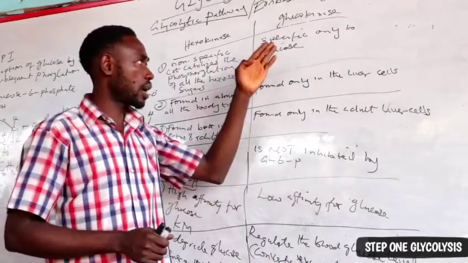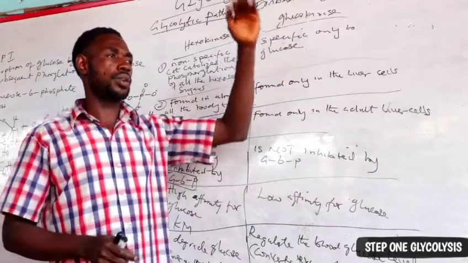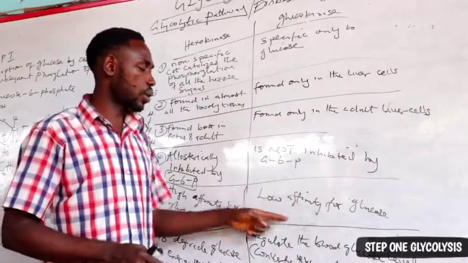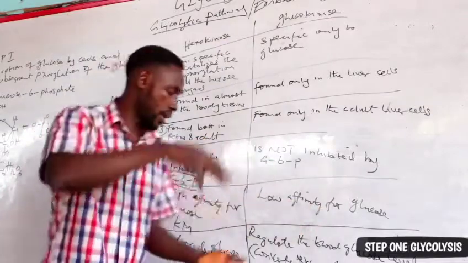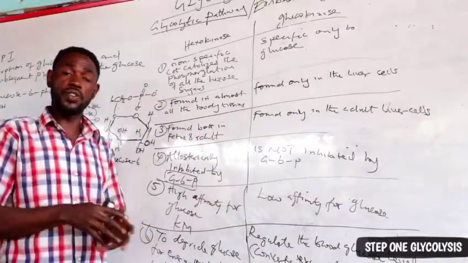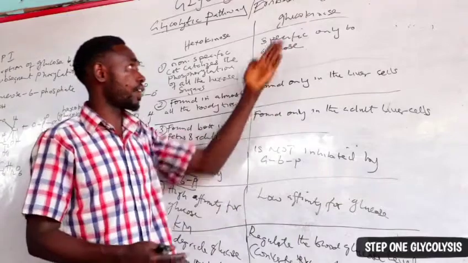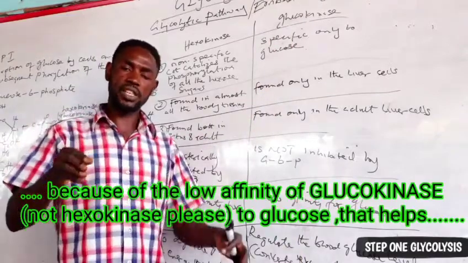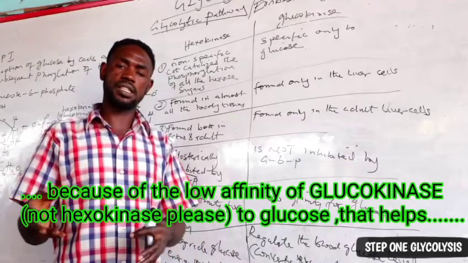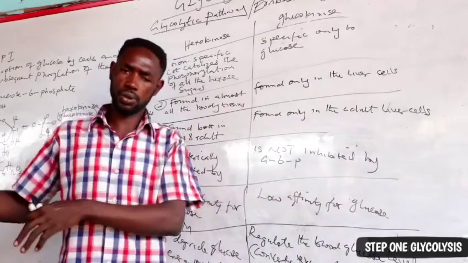I've just explained how it does that by using this glucokinase to break down the excess glucose. That's why it has low affinity. It can only attract glucose when the concentration of glucose is very high. But this attracts glucose even when it's very low, so that you can get energy. Because of the low affinity of hexokinase to glucose, that helps the brain and the muscle in case of danger. It will now make sure that the brain is giving more glucose and the muscles are giving more glucose.